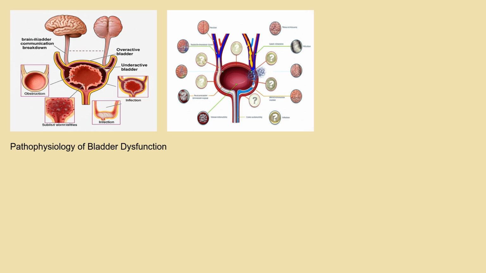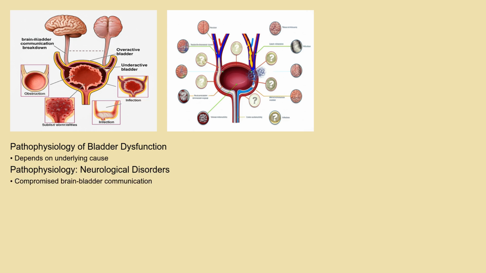The pathophysiology of bladder dysfunction depends heavily on the underlying cause. In neurological disorders, the brain and bladder's communication network is compromised. This can result in an overactive bladder, where the bladder contracts involuntarily, leading to urgency and frequency. Conversely, it can cause an underactive bladder, where the bladder muscle fails to contract properly, resulting in urinary retention.